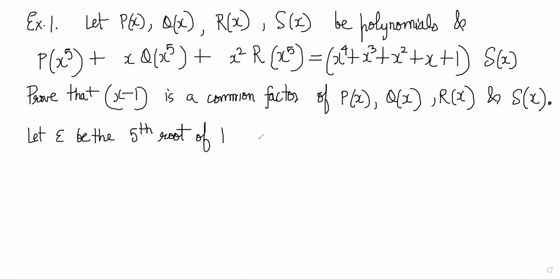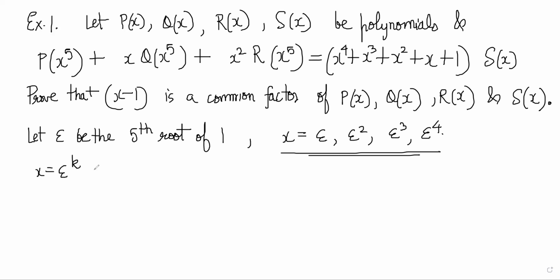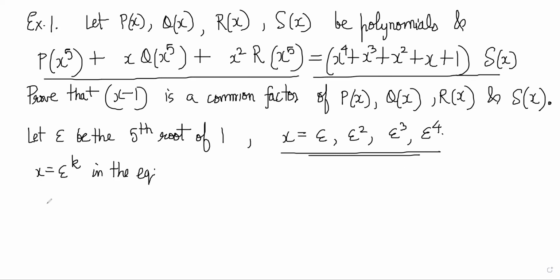Take it as the fifth root of 1, right? So we can say x can be equal to epsilon square, epsilon cube, epsilon power 4, right? We can take x as each of these things, and we can put x equal to epsilon power k in this equation. Here k goes from 1, 2, 3, 4. Let's see what comes there then.